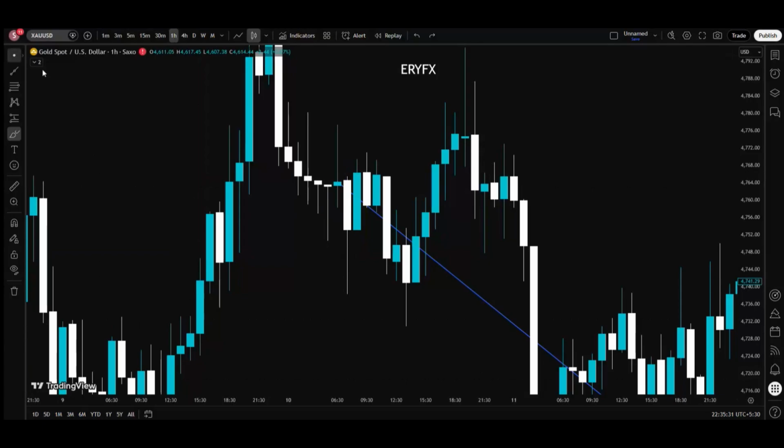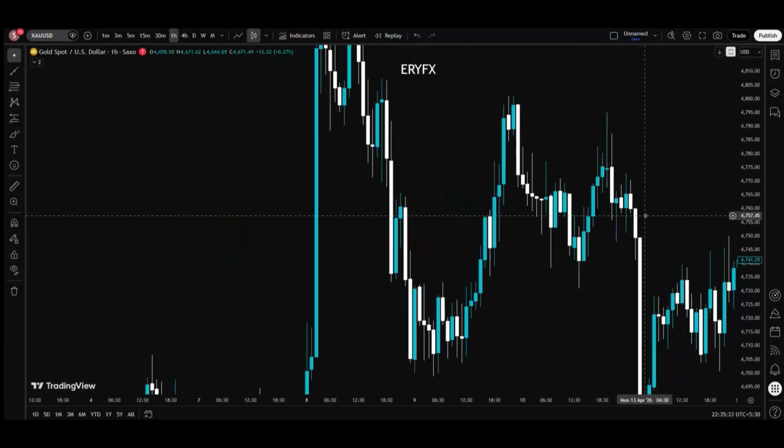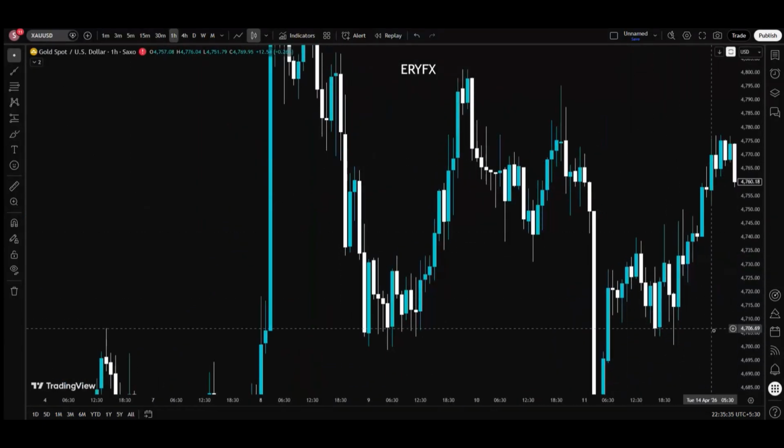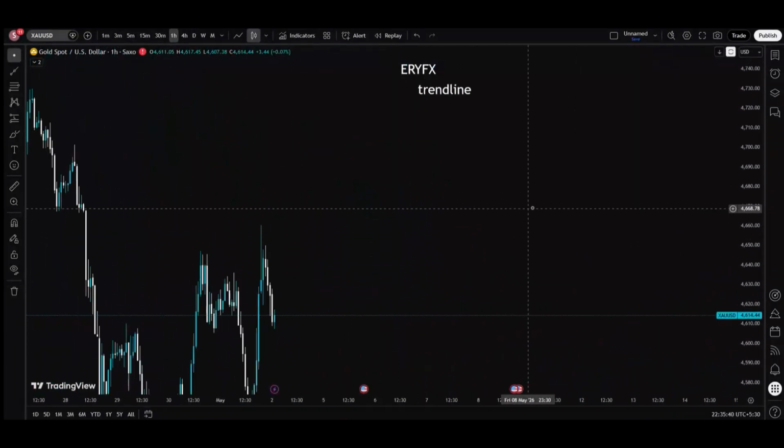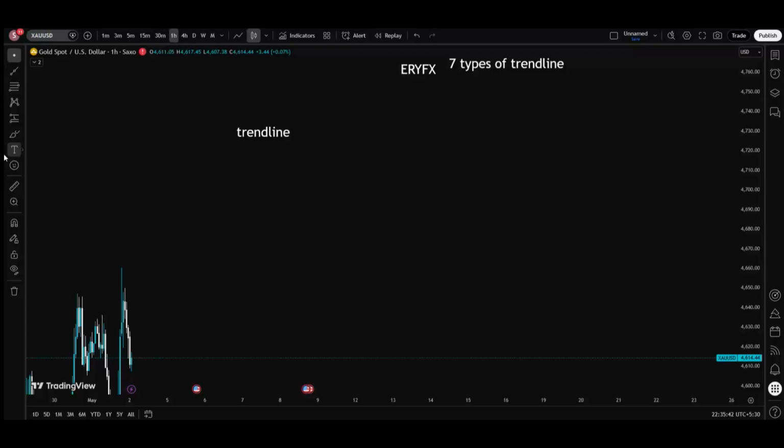Okay, so you have to try to mark every type. Then only you can find it sometimes. Okay, I'll give you why we use trend lines, so that you'll be using it. So now the fifth trend line, type 3, type 5.